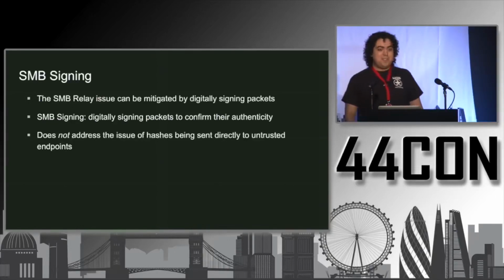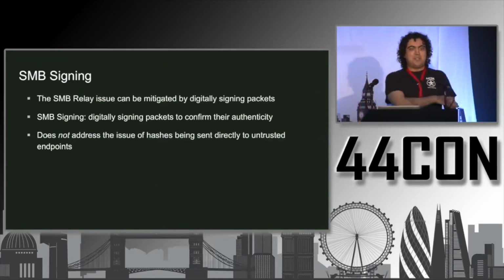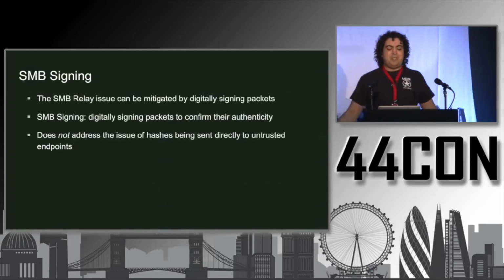Of course, you can mitigate that by deploying SMB signing. It's worth mentioning that SMB signing is disabled by default on everything but the domain controller. The reasoning for that, I think, is probably because group policy is actually downloaded over SMB. So I think that's where Microsoft draws the line. But even if you enable SMB signing across the board, it doesn't address the issue of having hashes sent directly to untrusted endpoints.